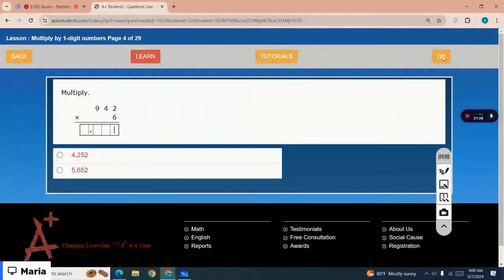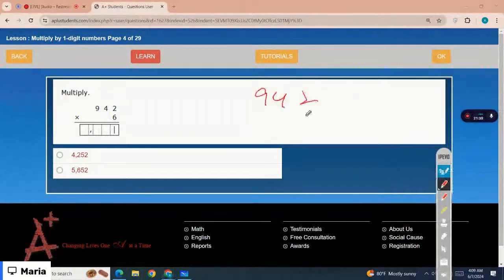942 times 6, which is the correct option? Okay, let's just multiply, right? You have to start with 6 times 2 because the ones digit is 2. 6 times 2 is 12. You need to write 2 here, carry 1. 6 times 4 is 24 and 1 is 25.